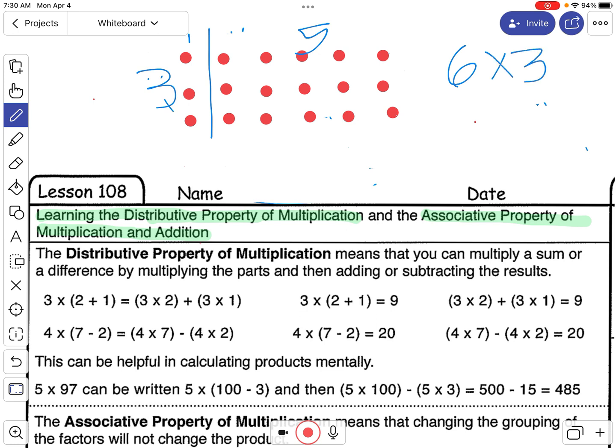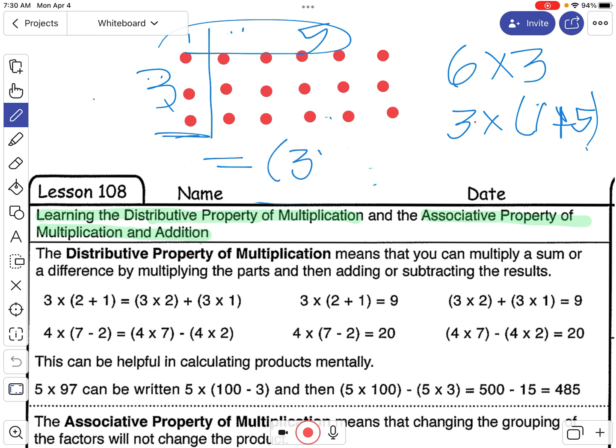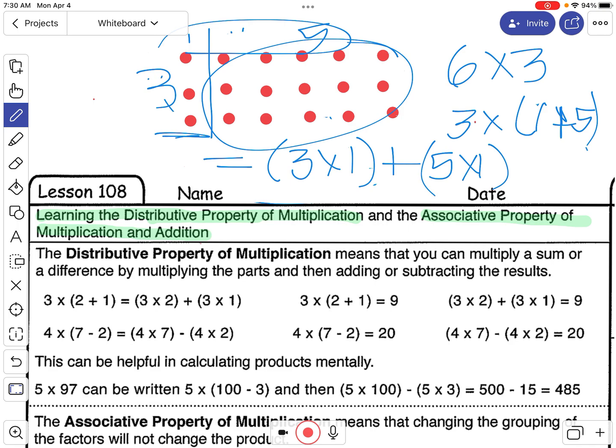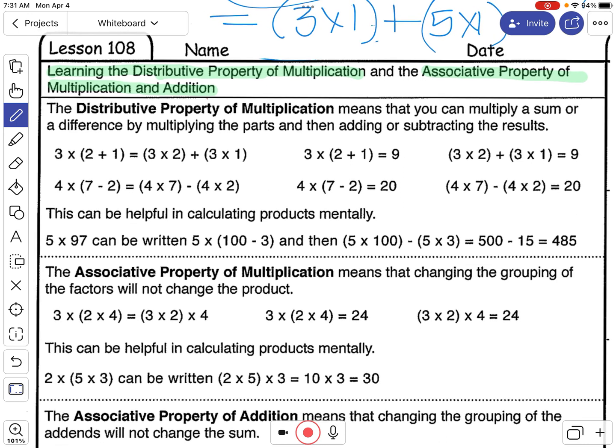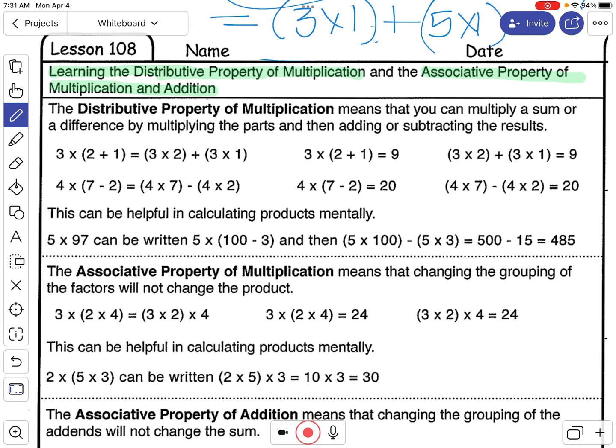And the 2 different parts that make this up are, I'm taking the 6 and making it into 1 plus 5. So I have 3 times 1 plus 5. And that's the same thing as doing this part, which is 3 times 1, and adding this other part over here, which is 3 times 5. That's the distributive property. So now we're going to move down to here and take a look at the examples that they're giving us, all right?